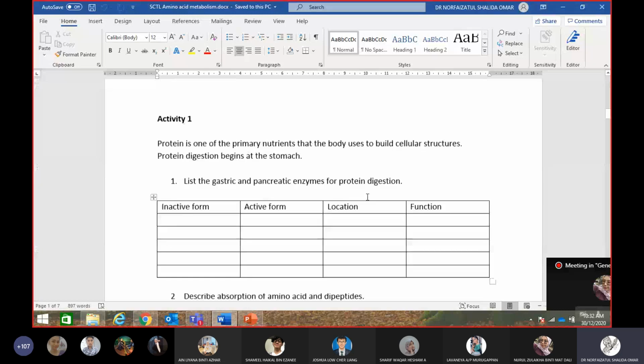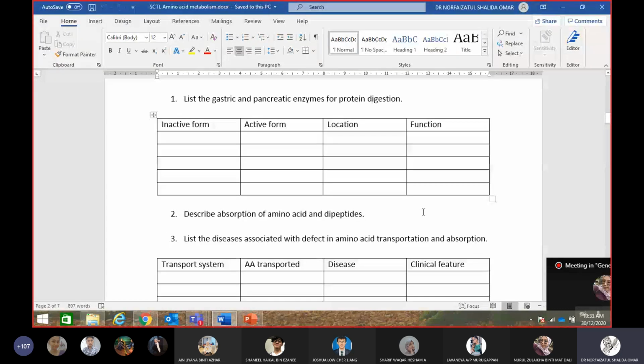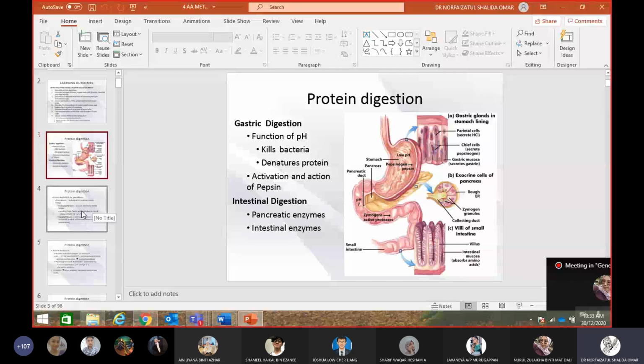I need to go through this one by one because all these are inside my slides. Like carbohydrate and lipid, the digestion of carbohydrate and lipid starts at the mouth, but protein digestion starts in the stomach, by the gastric acid juice.